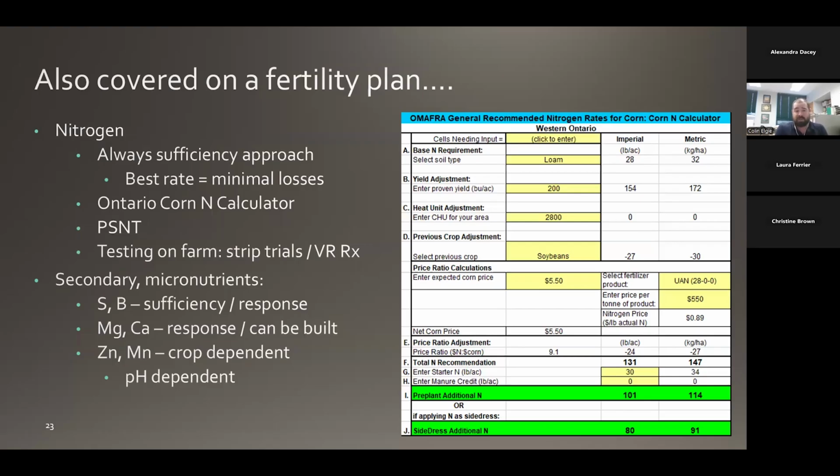We also look at our secondary and micronutrients. So in the case of sulfur or boron, again, we're looking at that sufficiency approach. Because those nutrients are leachable, we want to make sure that we're getting the best response in that year of application. When it comes to magnesium and calcium, again, we're looking for that response. So whether we need to apply those nutrients or not, and it may differ depending on the individual field. But if we're in low testing levels, those are nutrients that can be built up over time.